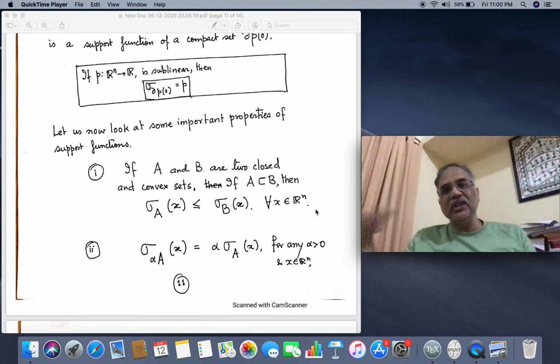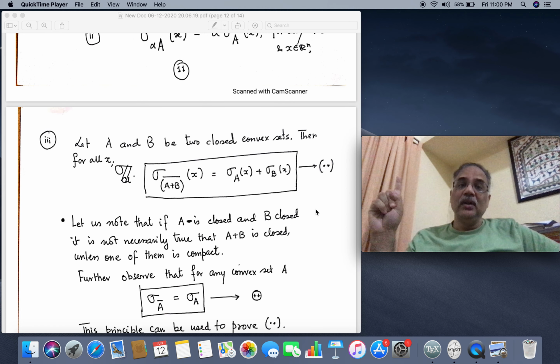Here comes the next proof. If you have two sets A and B, and you make the Minkowski addition, that is, take v from A and w from B, so that v plus w is an element of A plus B, the Minkowski addition that we talked about in the very first lecture, then we can prove that the support function of the closure of A plus B is the sum of the support function of A plus the support function of B.